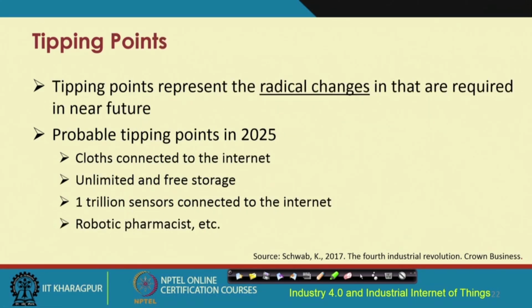Tipping points, or the changes that are coming in the future. By 2025 it is expected that we will have different clothing and fabrics connected to the internet. There would be unlimited and free storage available to everyone. There would be trillions of sensors connected to the internet, and we are going to have a world where there would be a robotic pharmacist which is going to help in the pharmaceutical industry.